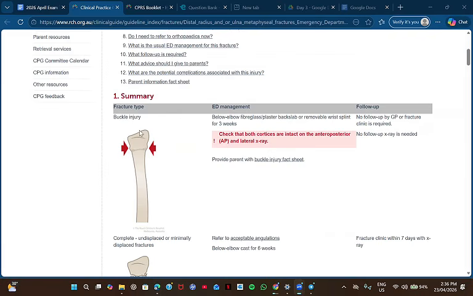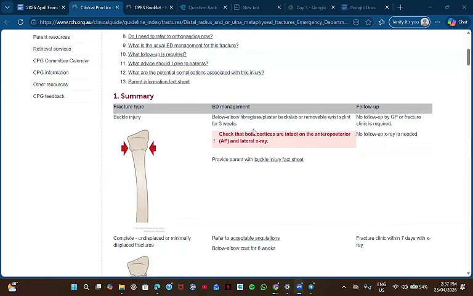Okay, undisplaced. It's like a compression fracture, right, doctor? Yeah, it's undisplaced. Usually, we can see this in the pediatric population, right, doctors? Yeah, pediatric population. So, in the buckle injury, remember it as a compression fracture. It's an incomplete compression fracture.